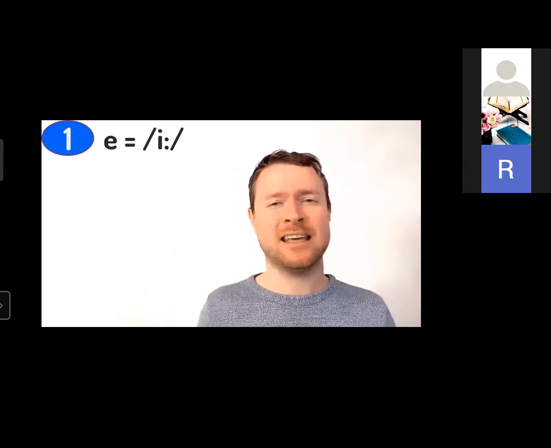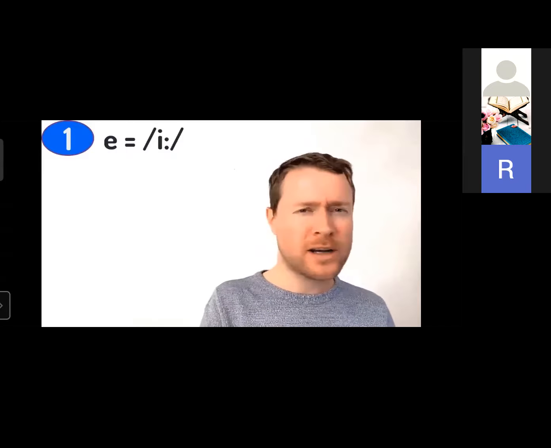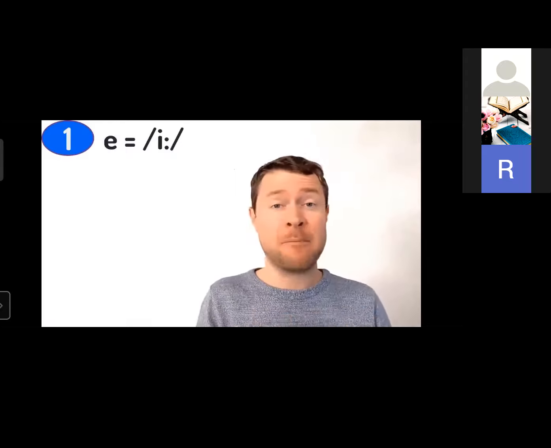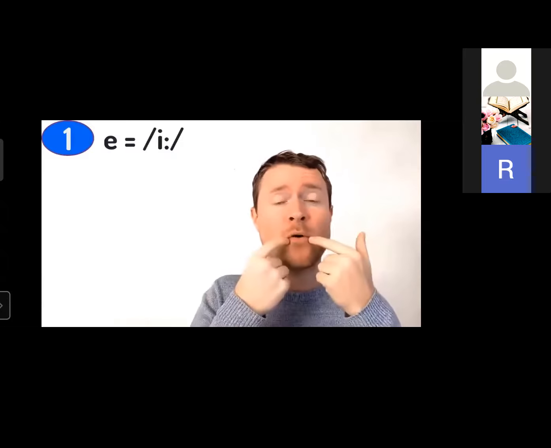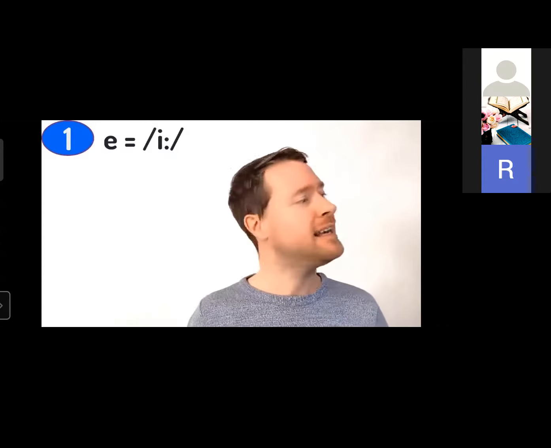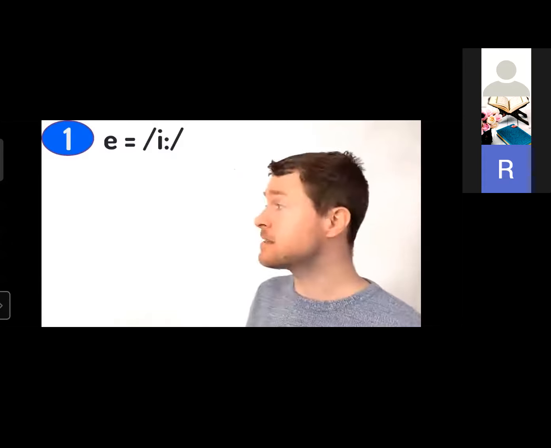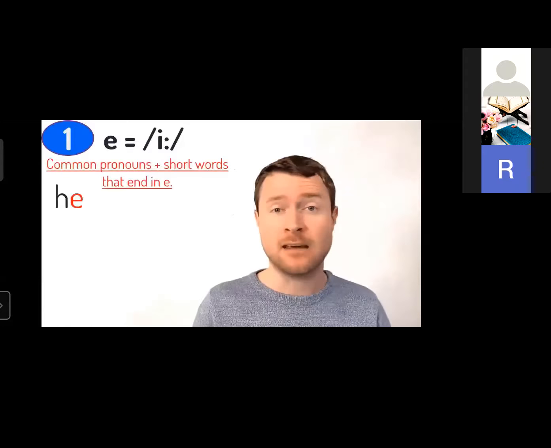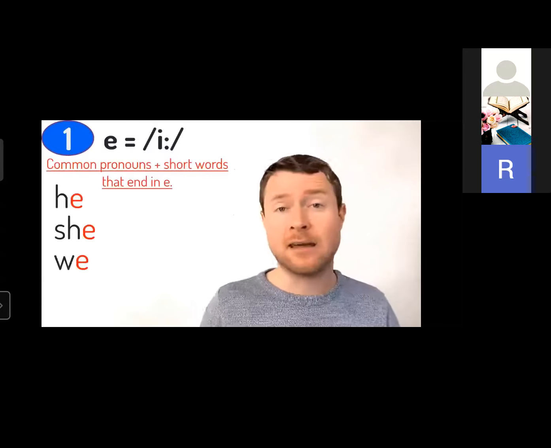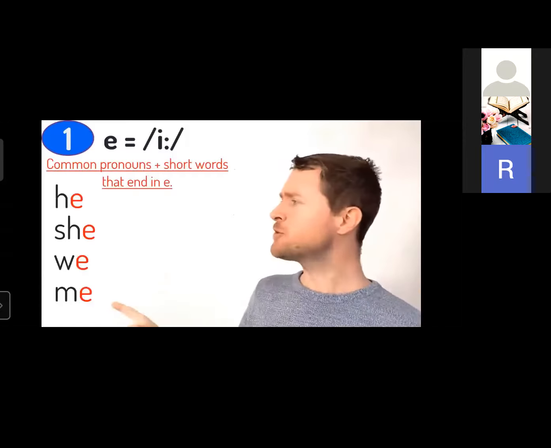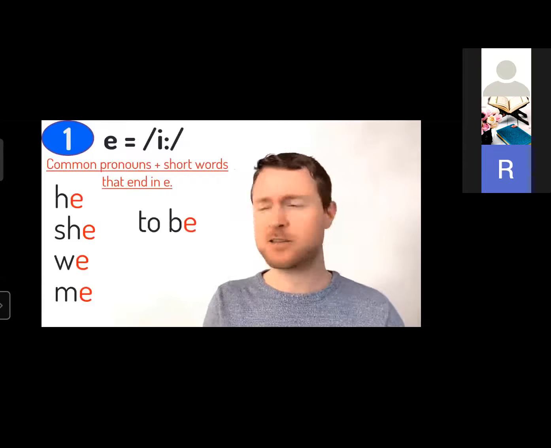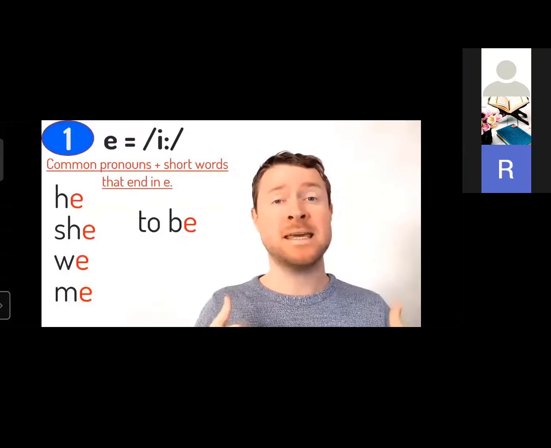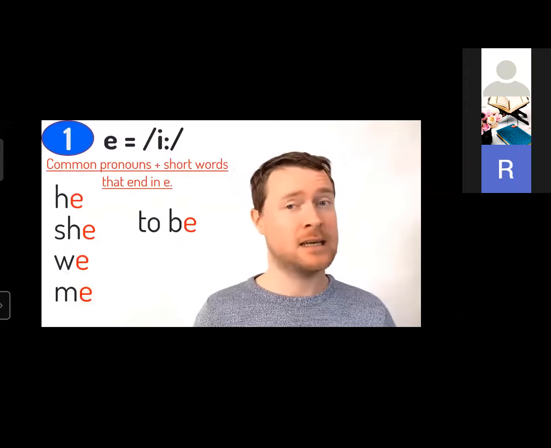Sometimes people call this the long E, but don't always use that because it doesn't have to be very, very long. But the important thing is that your mouth gets wide. We find this in really common words. It's very important because it's found in super common words like he, or she, or we, or me. And also the verb to be. Okay? Practice with me. He, she, we, me, and to be.